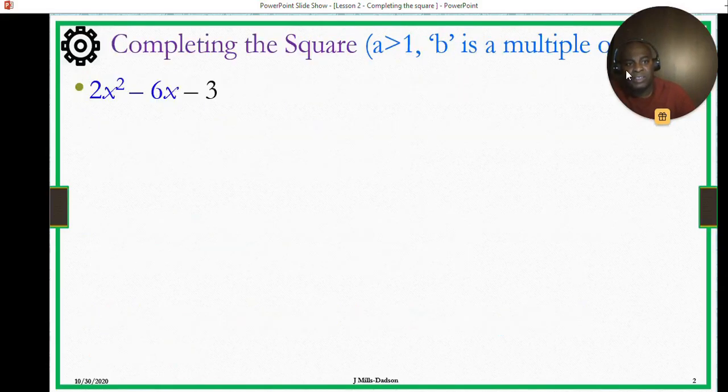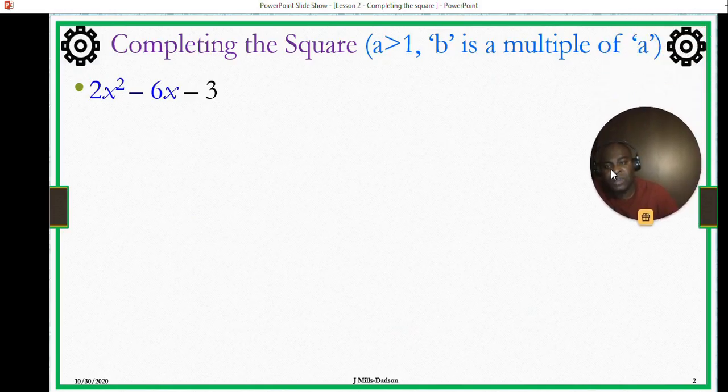We have an example, 2x squared minus 6x minus 3. We can see clearly that A is 2 and the absolute value of B is 6, and now 6 is a multiple of 2. So this is the first case we're talking about, where B is a multiple of 2.